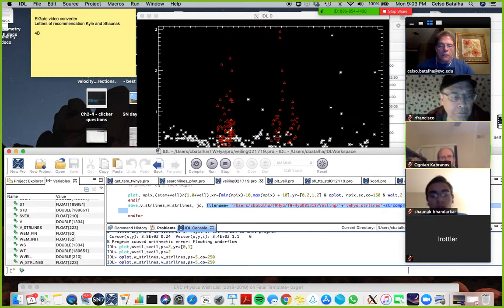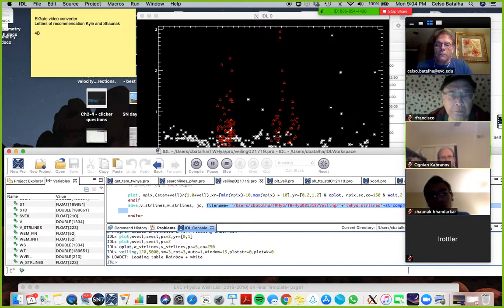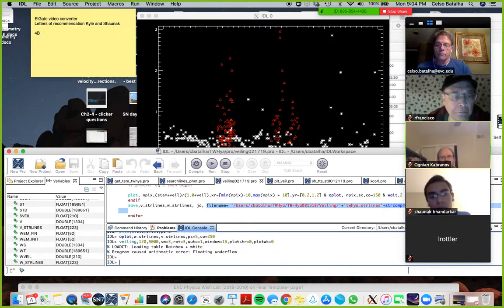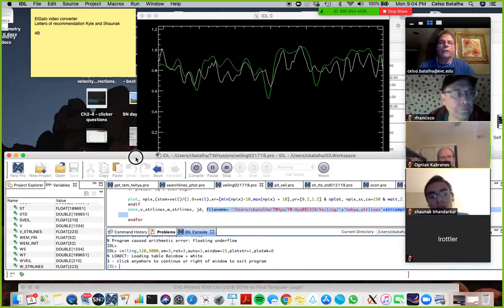So what I did, in fact this morning, but I didn't continue, was run veiling while visualizing what the code does. Because, for instance, if I run this veiling code without visualizing, just in automatic mode, it goes and it's done, and then we have this result. But if you want to see what the code is doing, for instance for the strong lines, I'm going to put one here, and then it's going to start showing what the veiling does.